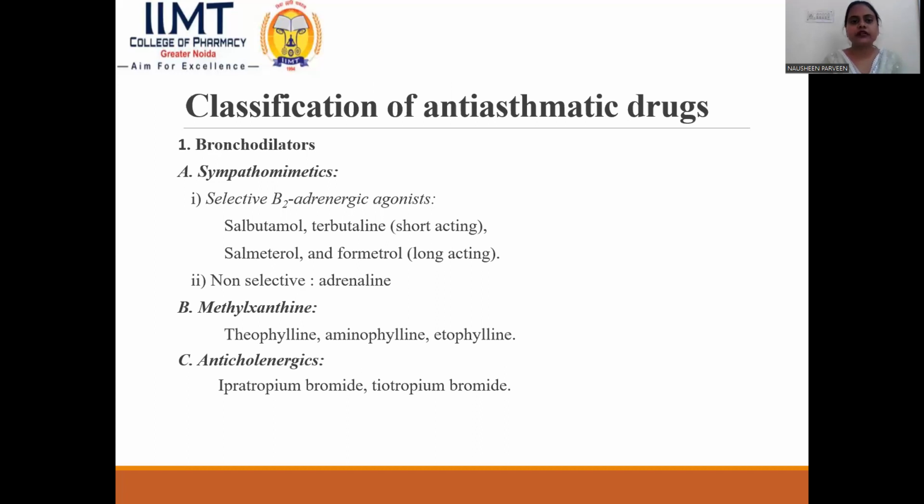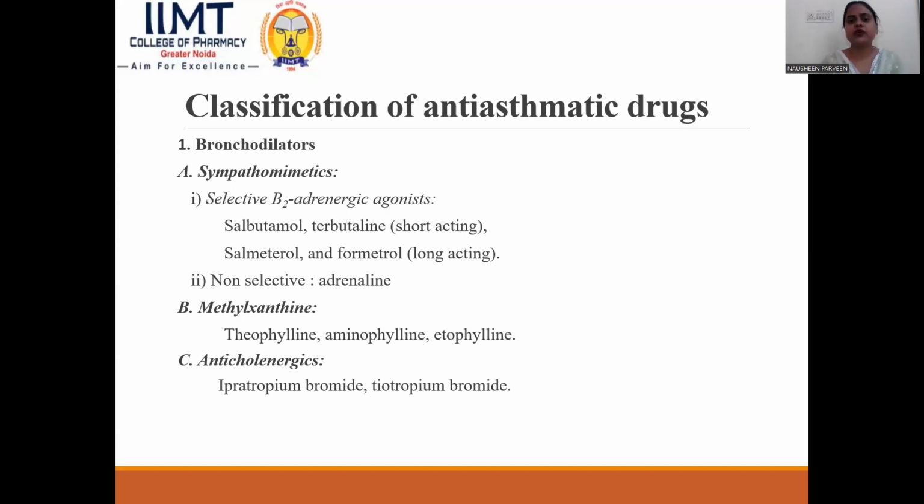Classification of anti-asthmatic drugs. The first class is bronchodilator. Why are we using bronchodilators? Because in asthma, the bronchia is constricted, so that's why we use bronchodilators. The first subclass of bronchodilators is sympathomimetics. When we further divide sympathomimetics, they are selective beta 2 adrenergic agonists and non-selective beta adrenergic agonists.